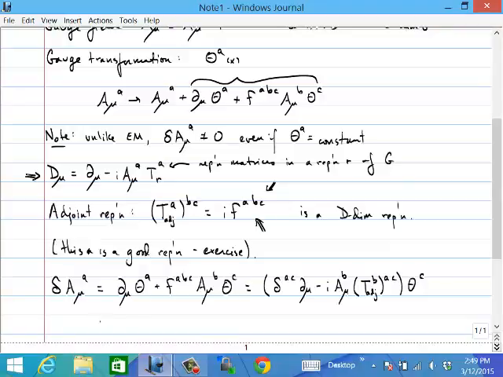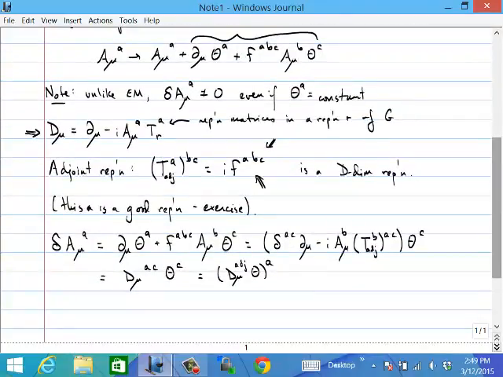And so this then is just the covariant derivative in the adjoint representation. And here I've included an index AC, just writing out the index in the adjoint representation explicitly. So if you wanted to write this a little bit more implicitly, you might write this as D mu in the adjoint of theta superscript A.